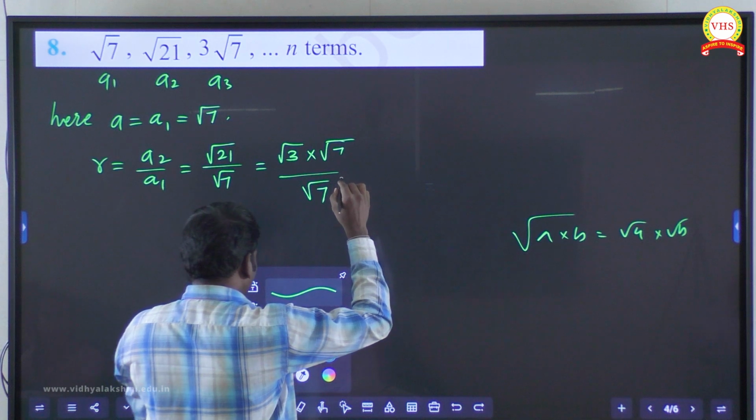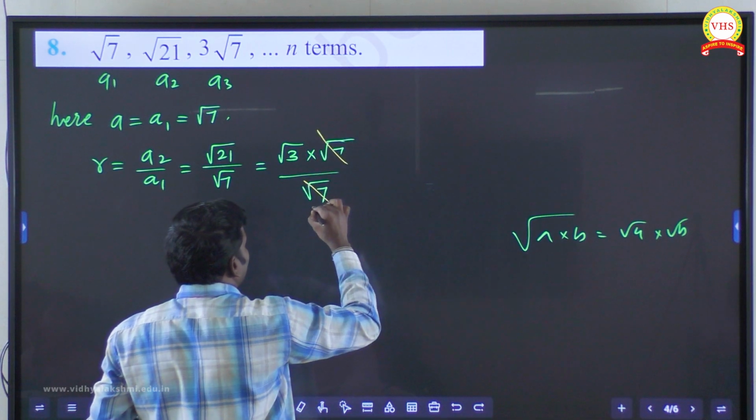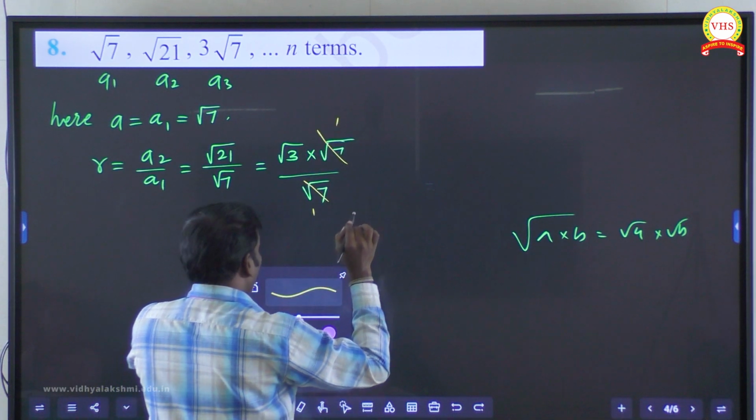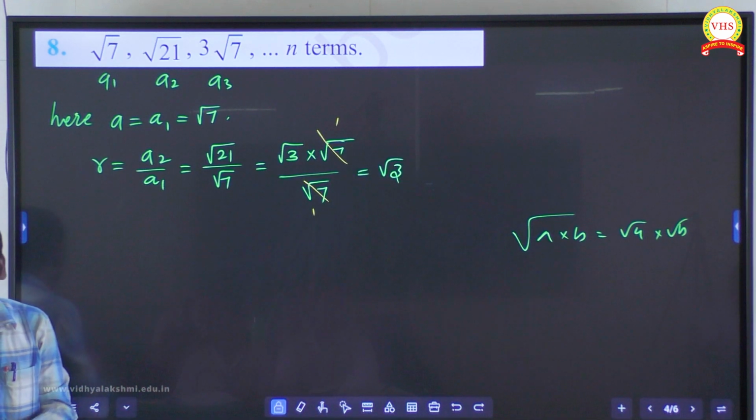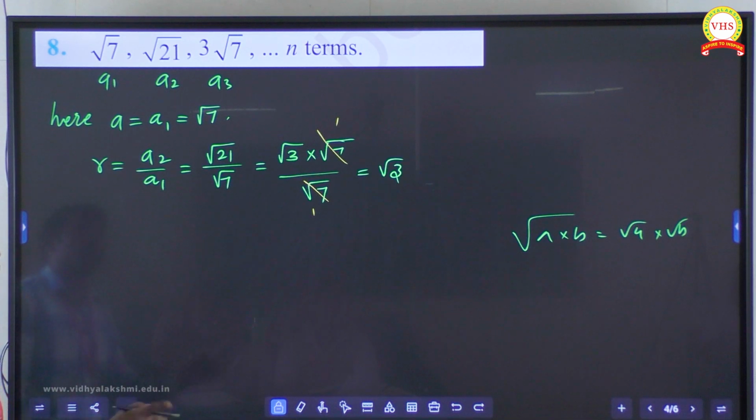Then I can cancel with this. Root 7 one time, root 7 one time we are cancelling. Then what I have remaining is root 3, square root of 3. We are going, right? Okay, common ratio, I got it.